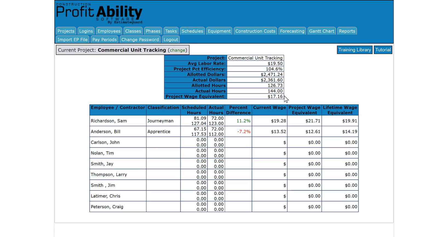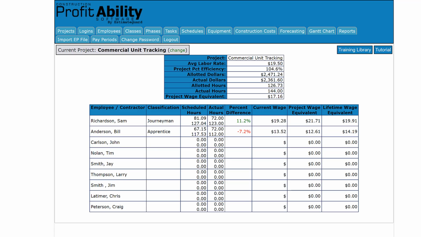And my average labor rate on the project over the lifetime of the project is $17.16. So the answer to your question is no. I'm not going to fire that guy for not making his daily goal. I'm going to keep him. He's earning me money. As a matter of fact, he's working over his pay grade on an average over the lifetime of projects that he's completed for me.